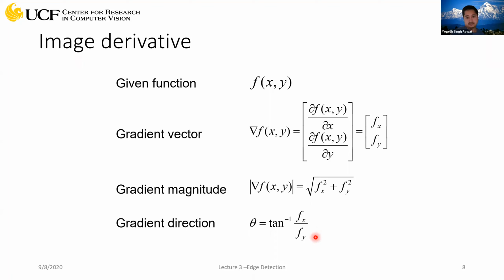Now, for these first two edge detectors which we are going to discuss, we will only use the gradient magnitude. We are not going to use the direction. But at a later stage, when we discuss another, more advanced edge detector, we will see how we can also make use of this gradient direction.